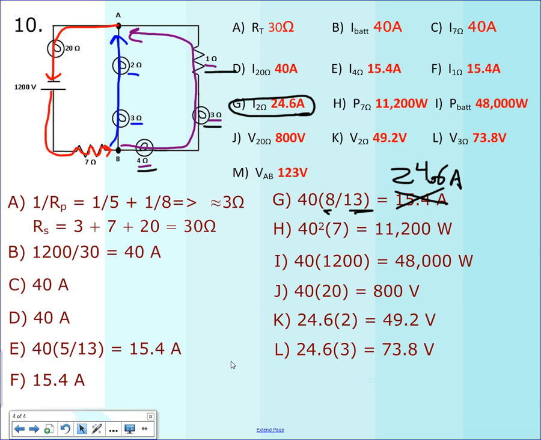Which finally brings us to our last one. Part M, the voltage drop from A to B. We've just figured out that the voltage drop of the 2 ohm is 49.2, and the voltage drop of the 3 ohm is 73.8. So you can add those two together and get the voltage drop. Or you can do that same idea that 24.6 amps goes through both of these. They're in series, so you add them together. So 24.6 times 5.